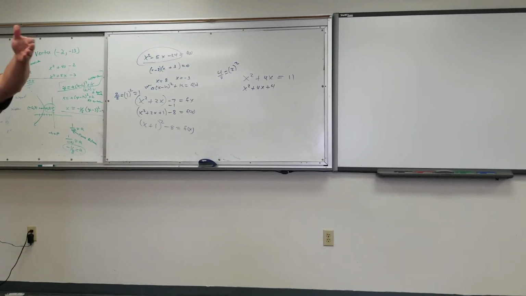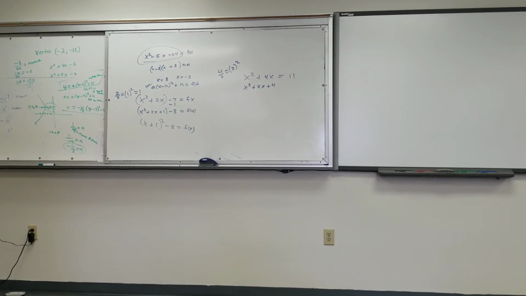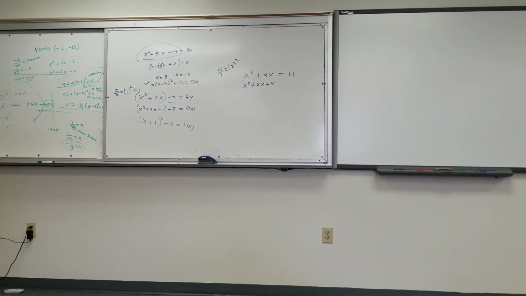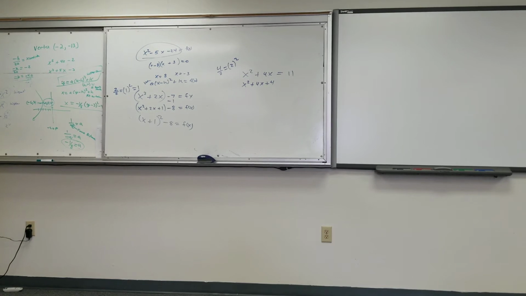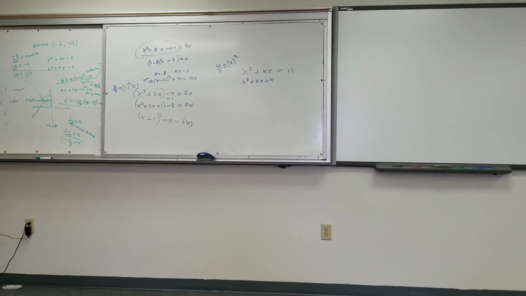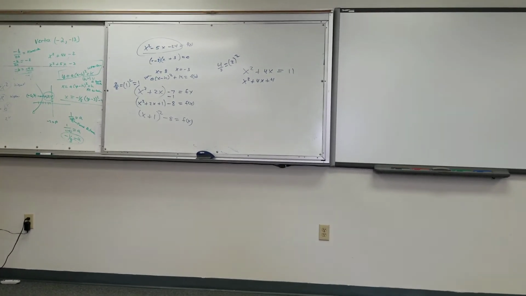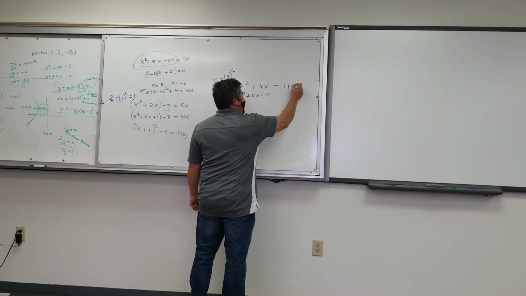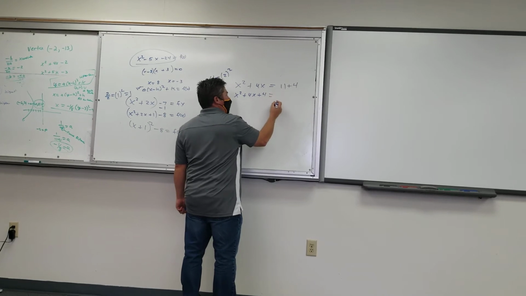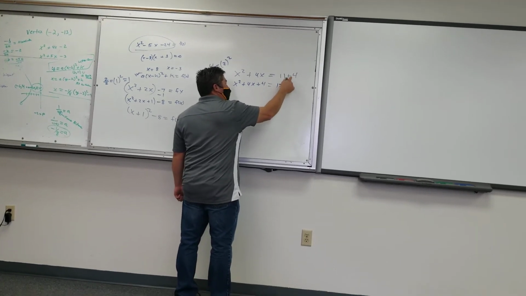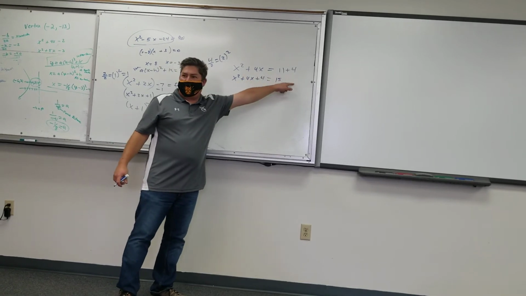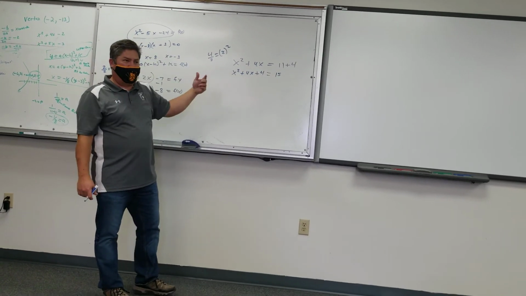To create a perfect square trinomial. That's what I'm trying to do. Now that I've created a perfect square trinomial on the left, though, I've added 4 to the left. To keep things equal, I got to add what? 4 to the right. So let's add 4 over here. What's 11 plus 4? 15. Don't forget to add that 4 over there. I have a lot of kids who will put it over here, but they'll forget to put it over here. You got to add 4 to both sides.